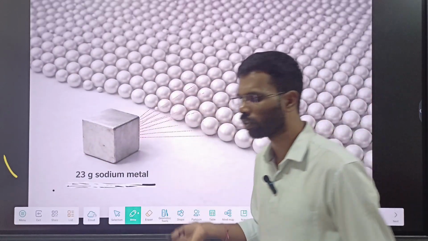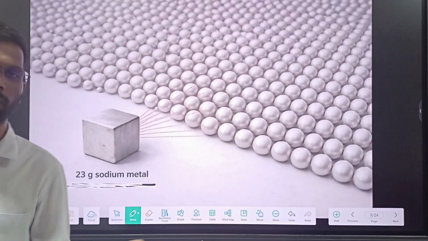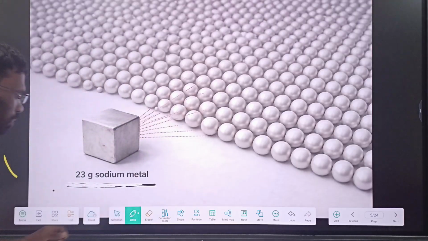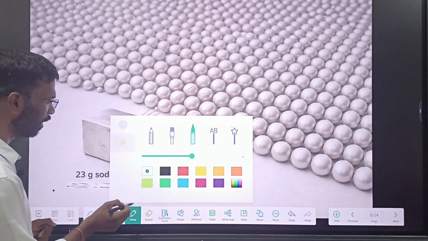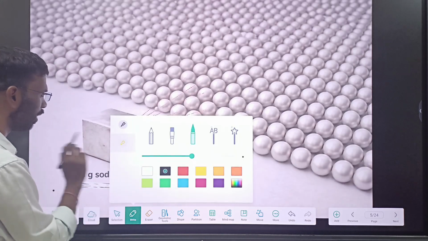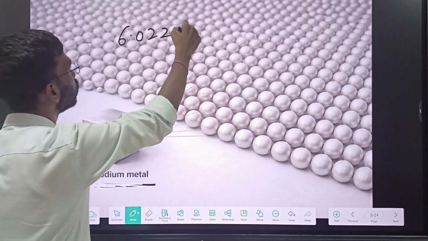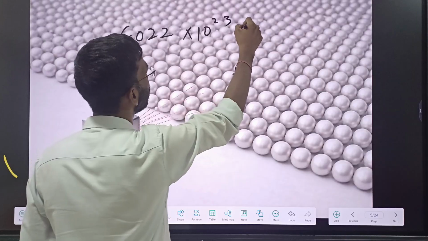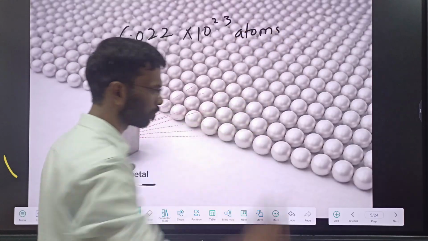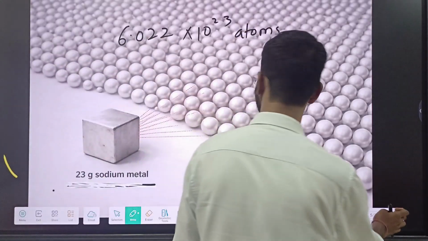You can pause this video for some time. Use the concept of the mole and the atomic masses. So 23 gram is also the atomic mass of the sodium. It means how many atoms are there? There are 6.022 into 10 raised to 23 atoms, right? So I'll write over here.